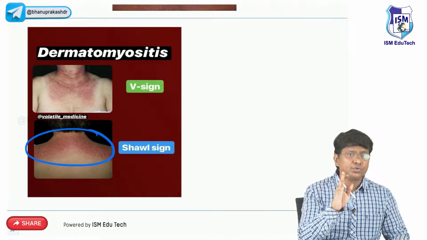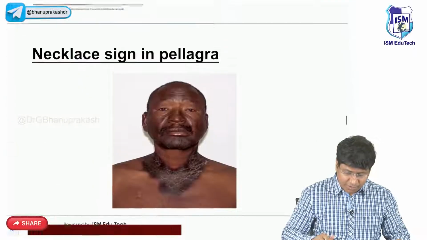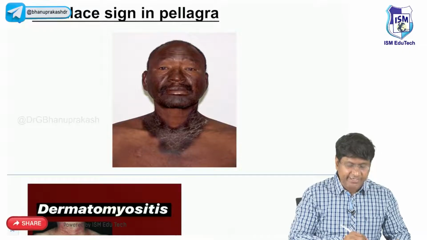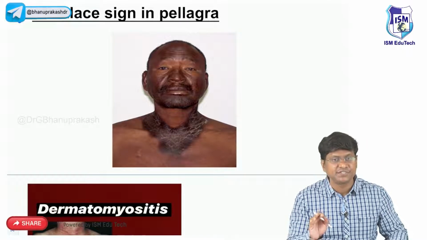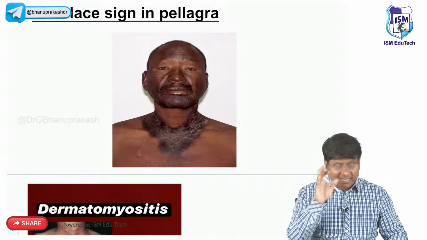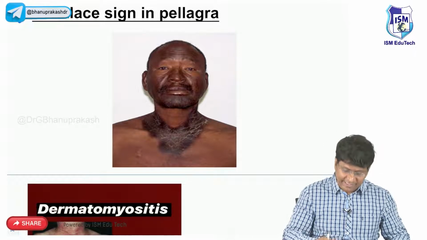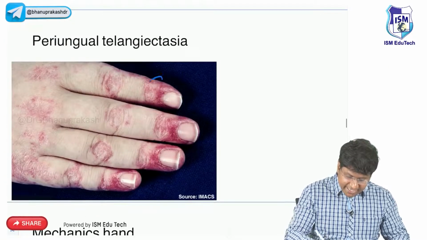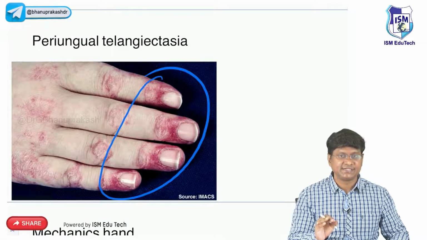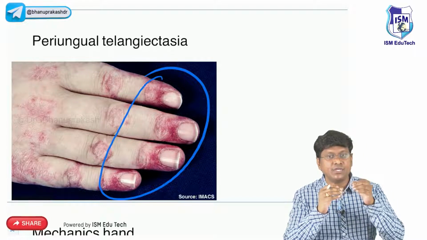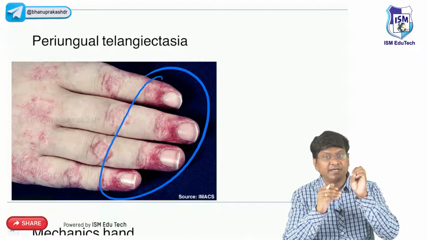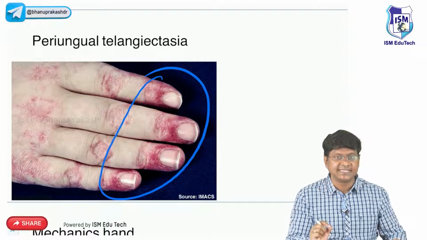Now, you need to know one of the differential diagnoses of the V sign. What is the differential diagnosis of the V sign? That is called the necklace sign, which is seen in niacin deficiency, that is pellagra. Now, what are the other skin manifestations in dermatomyositis? That includes the periungual telangiectasias, which are nothing but dilated capillaries present within the finger nails.